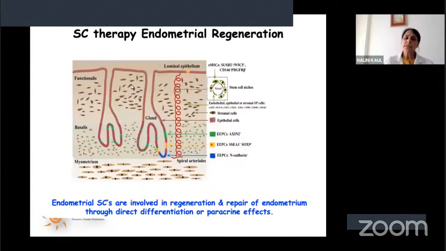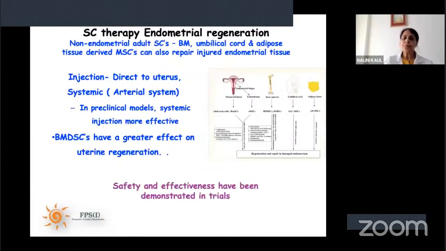Going then on to stem cell therapy for endometrial regeneration, we know that there are stem cells in the basal layer of the endometrium, and these are involved in regeneration and repair of the endometrium through direct differentiation or through paracrine effects. Now, apart from the endometrial stem cells, you can have stem cells from bone marrow, umbilical cord, and adipose tissue. The bone marrow stem cells are supposed to have the greatest effect on uterine regeneration. Safety and effectiveness have been demonstrated in trials.